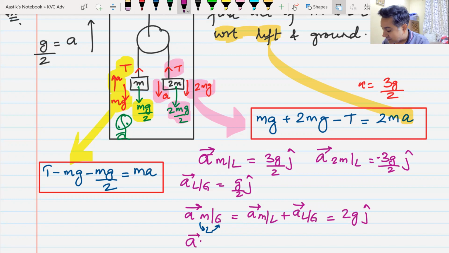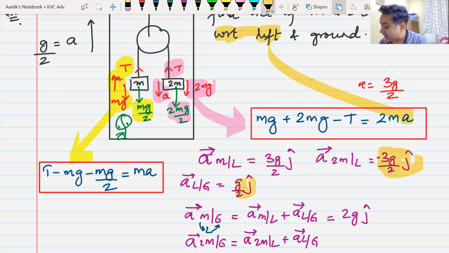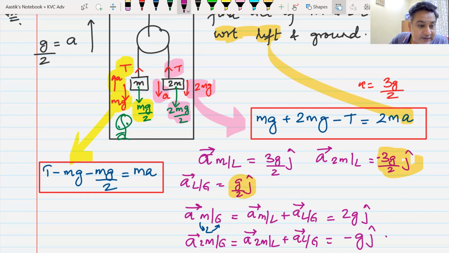If I have to find out the acceleration of the 2m block with respect to ground, how will I find it? I will find the acceleration of 2m with respect to lift plus acceleration of lift with respect to ground. So I need to now add this with this. If I add this with this, what will I get? I will get minus g j. So this is how, if such a question comes, we need to solve it.